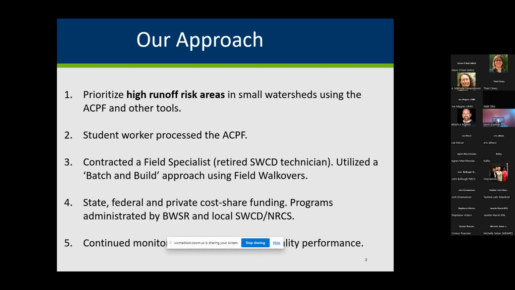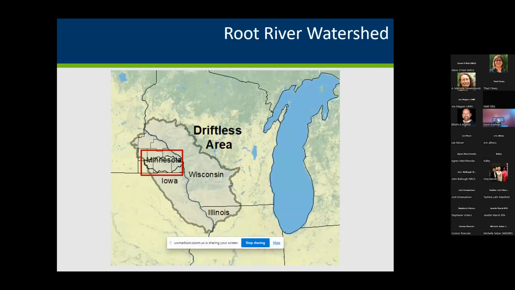We used a variety of different state, federal, and private cost share, administered by the local SWCD, NRCS, and Board of Water and Soil Resources. A lot of this project is on continued monitoring, to see if this targeted, focused approach in these small watersheds is going to move the needle, so to speak, with regard to water quality performance.